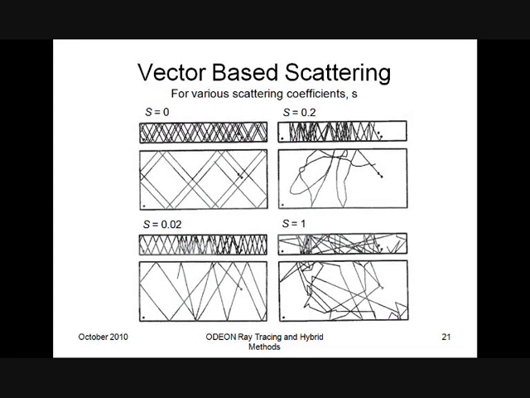In this example, a single ray is followed through many reflections in a flat rectangular room. A scattering coefficient as low as 0.02 is sufficient to break down the geometrical pattern of reflections as seen without scattering.